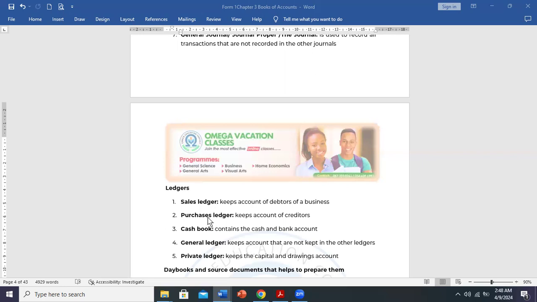The same applies to the purchases ledger. It will not keep the purchases account. The purchases account will go to the general ledger. The purchases ledger keeps only accounts of creditors who are also persons. So most often we could say that the sales ledger and the purchases ledger are personal ledgers. Personal ledgers because they keep accounts of people, as well as the private ledger. It also keeps accounts of what relates to the owner, who is a person. So these three are personal ledgers.